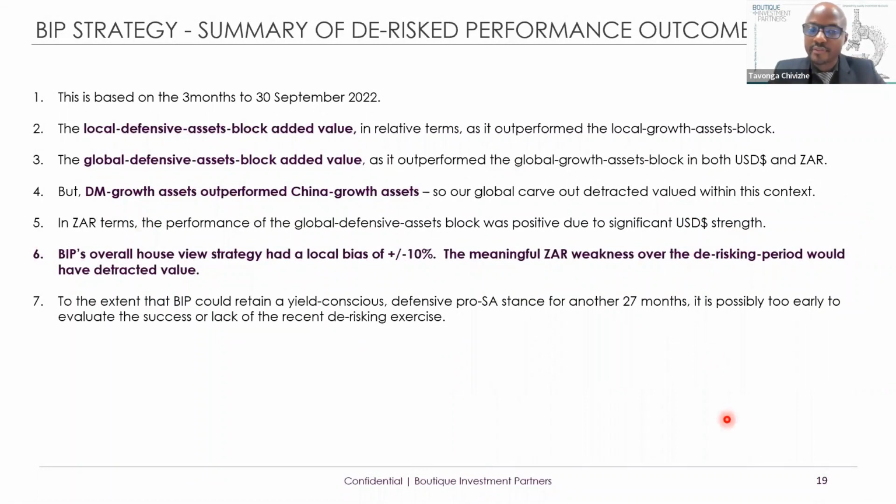But overall, we feel like the strategy was directionally correct. And also, we do know that it was pretty much only 3 months into the story, which we expect to play out for another 27 months. So maybe a little bit too early to look at that. But nonetheless, I think it's a good thing to just have a sense of how things are working out.